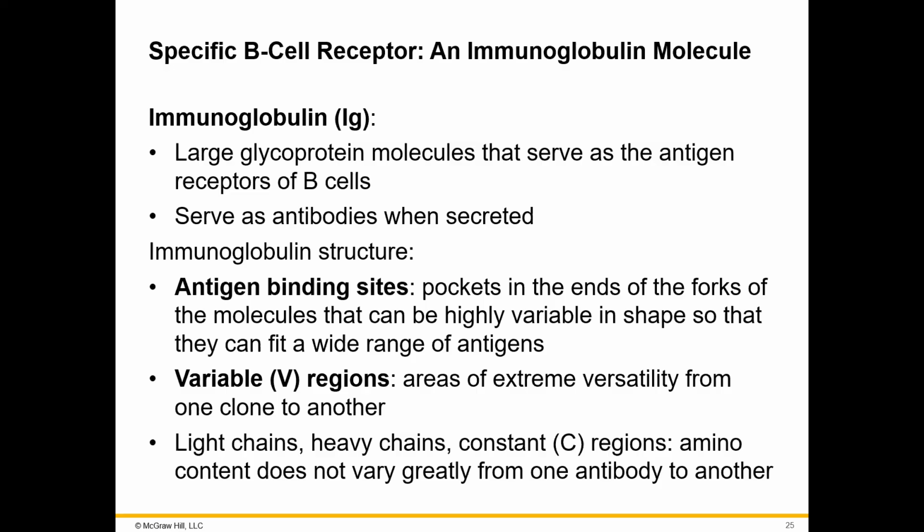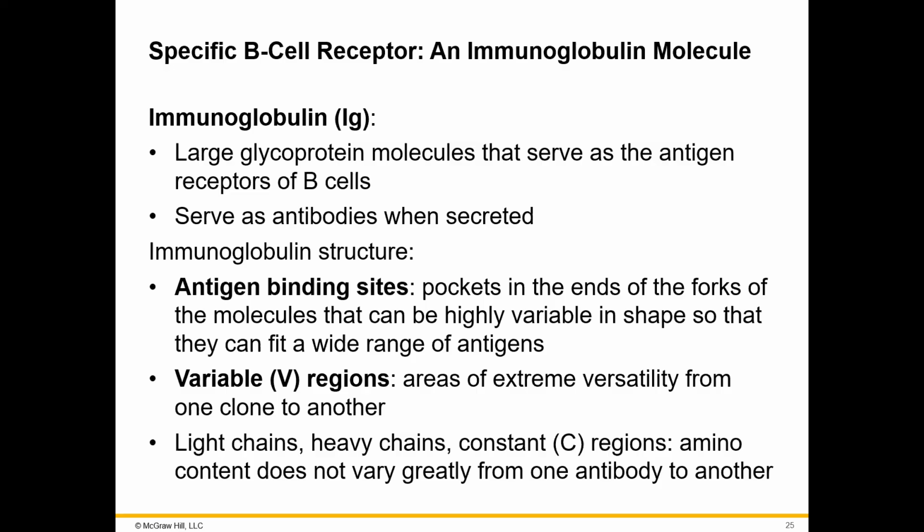So an immunoglobulin molecule, from a structure perspective, is a conglomerate of 4 protein chains. 2 of them are called light chains and 2 of them are called heavy chains. The ends of the forks formed by the light and heavy chains contain pockets, which are the antigen binding sites. These sites are highly variable in shape, and so they can fit a wide range of antigens.